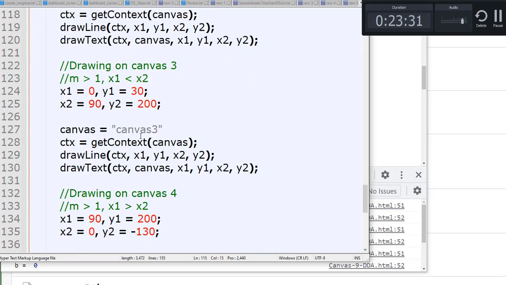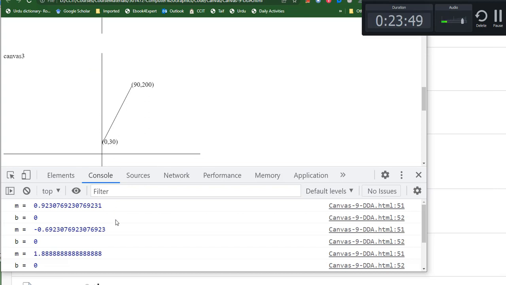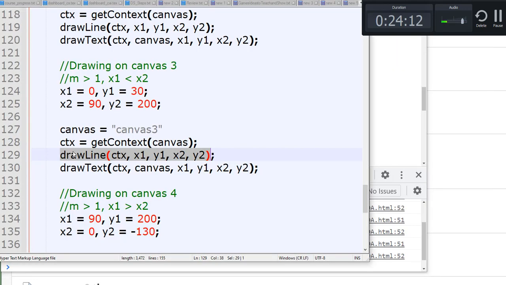On canvas 3, I have these points. x1 is equal to 0, 30, and x2 is equal to 90, 200. So I draw these points and then I draw text. So 0, 30, 90, 200 is this point. Here m is more than 1. You can see 1.88. This is more than 1. It is going up, and at the same time we are going from left to right, 0, 30 to 90, 200. Now this canvas 3, and these point values, I write it using this function, draw text.